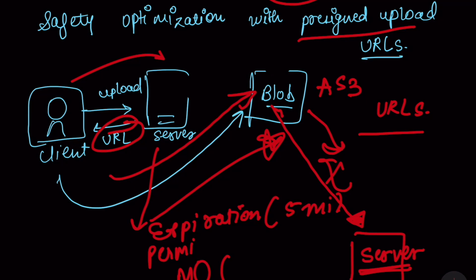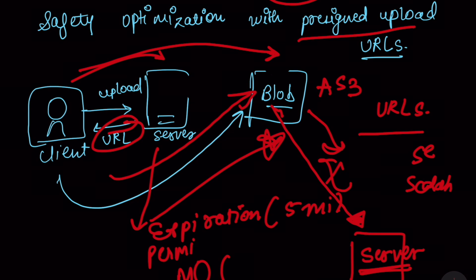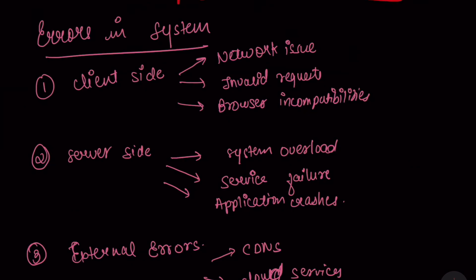Okay? So by allowing the user to directly upload their videos to the cloud storage with time-limited permission, YouTube is ensuring that the platform remains secure and scalable while maintaining a smooth upload experience for different content creators. So now in large scale platforms like YouTube, robust error handling is important for maintaining seamless user experiences and ensuring system scalability.